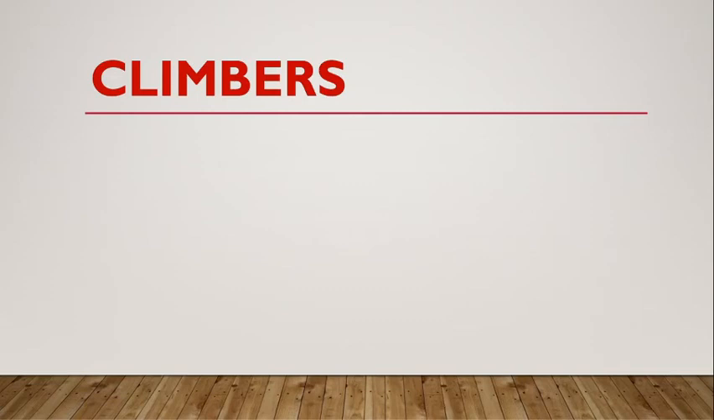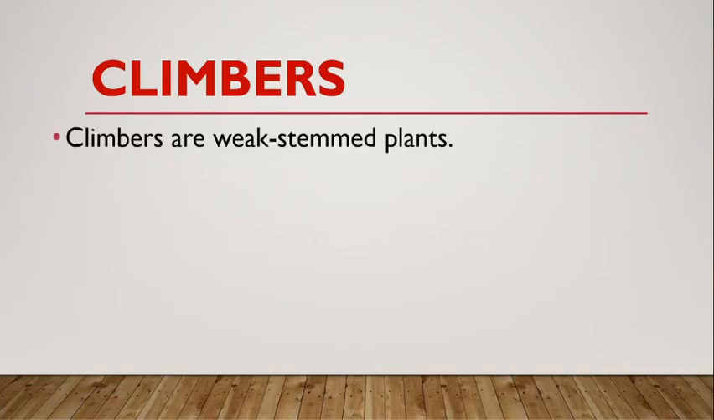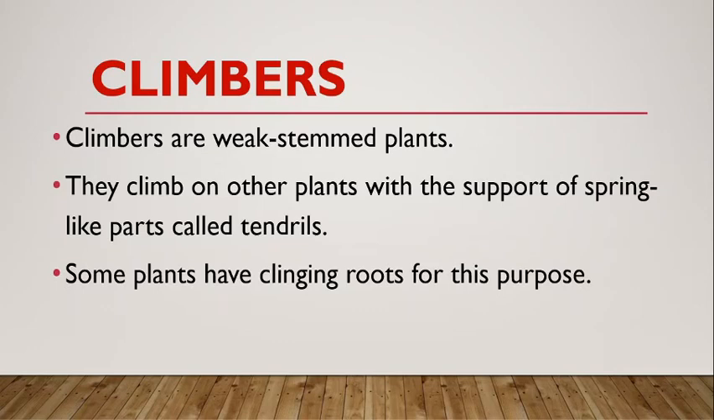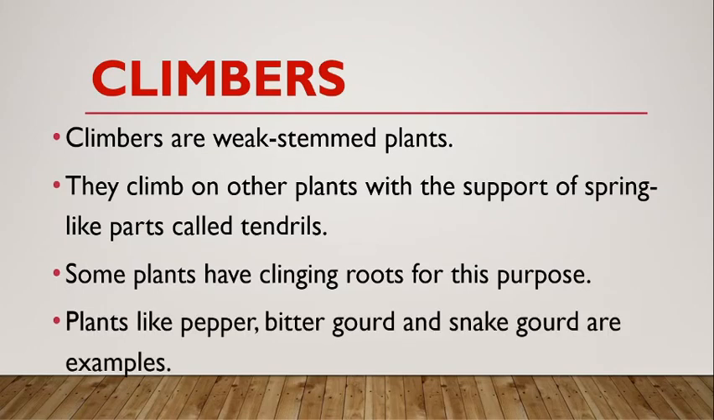Now the third one is climbers. Climbers are weak stem plants. They climb on other plants with the support of spring-like parts called tendrils. Some plants have clinging roots for this purpose. Plants like pepper, bitter gourd and snake gourd are the examples. So, climbers are weak stem plants and they have tendrils which help them to climb on other plants. And some plants have clinging roots for this purpose. Examples are pepper, bitter gourd, snake gourd, etc.